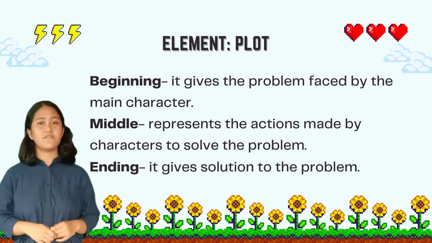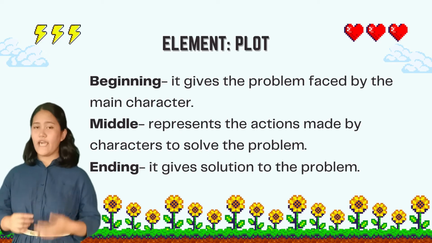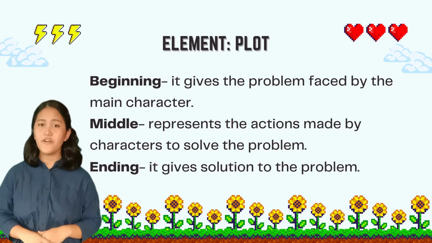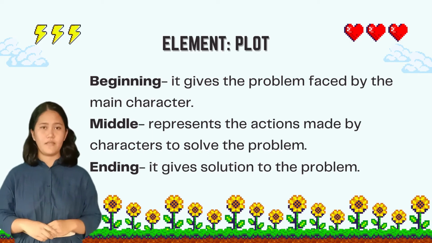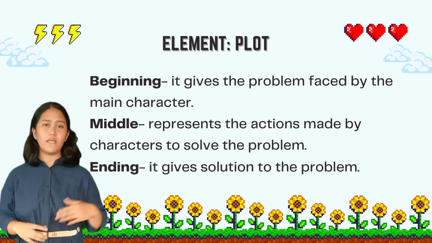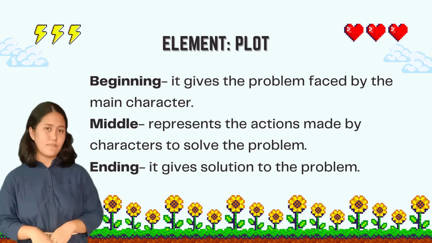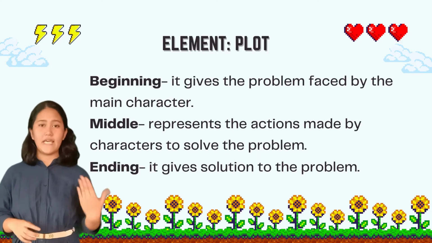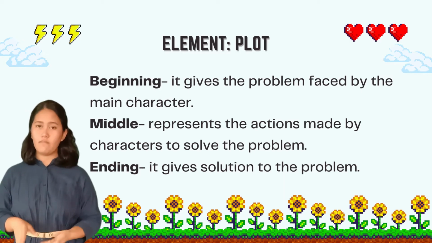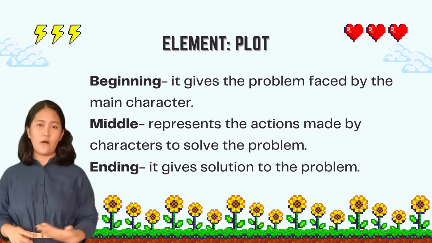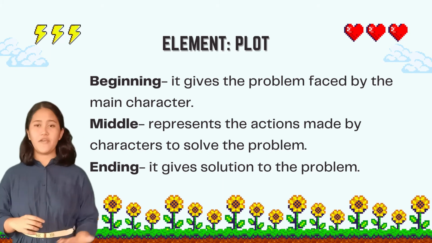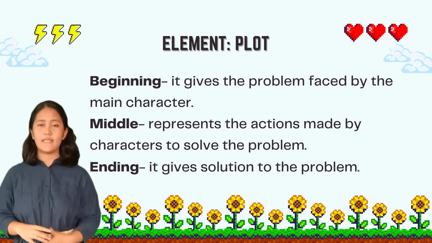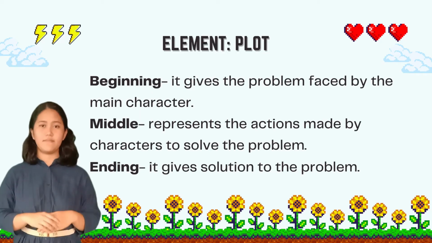Beginning. It gives the problem faced by the main character. For example, we have the mouse who was trapped under the lion's paws. Next is the middle. This represents the action made by the characters to solve the problem. Ending. It gives the solution to the problem. An example for this is when the mouse helped the lion free from capture by biting the ropes and letting him escape.